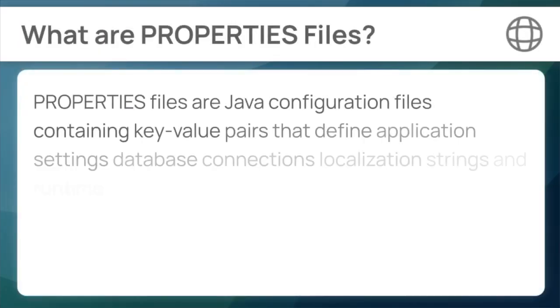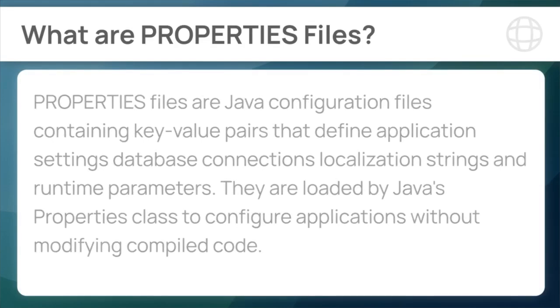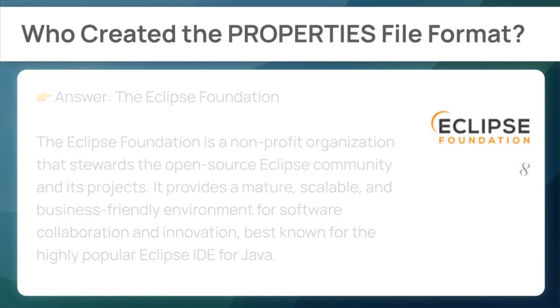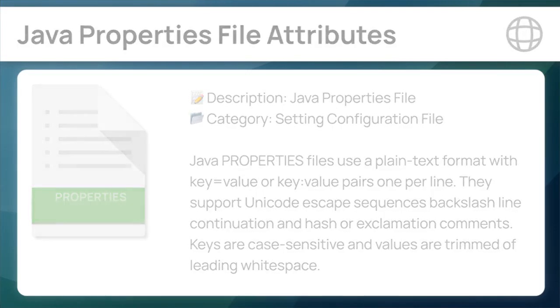Properties files are Java configuration files containing key-value pairs that define application settings, database connections, localization strings, and runtime parameters. They are loaded by Java's Properties class to configure applications without modifying compiled code. Java properties files use a plaintext format with key-value pairs, one per line. They support Unicode escape sequences, backslash line continuation, and hash or exclamation comments. Keys are case-sensitive and values are trimmed of leading whitespace.